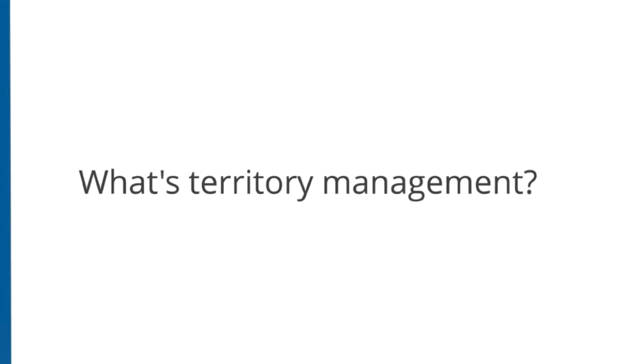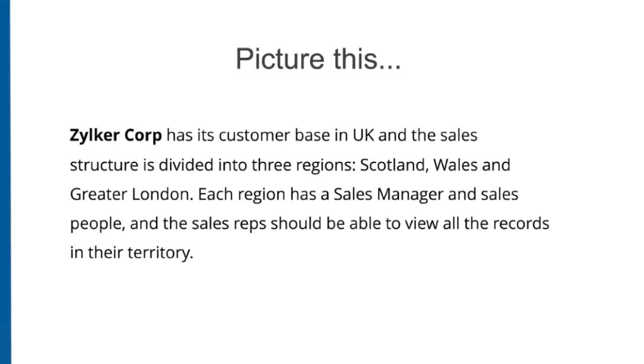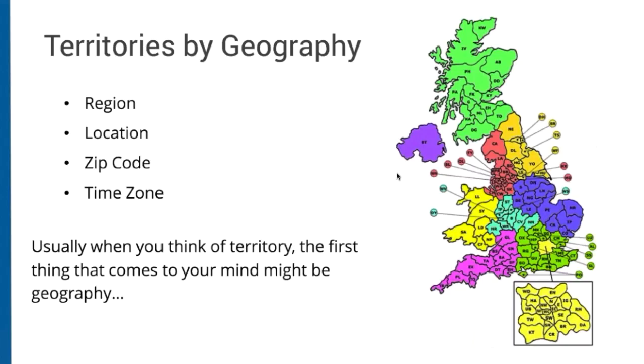So what's territory management? Picture this scenario. Jilker Corp has its customer base in the UK and the sales structure is divided into three regions: Scotland, Wales, and Greater London. Each region has a sales manager and salespeople, and the sales rep should be able to view all the records in their territory. In this case, territory by geography, you have the UK as one sales territory that can be demarcated by region or location using zip code or time zones.